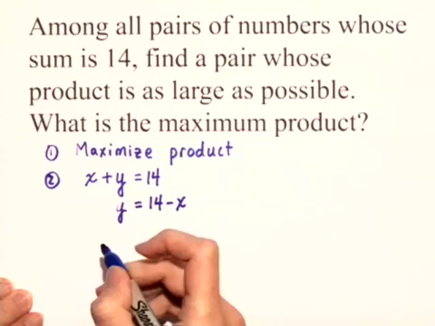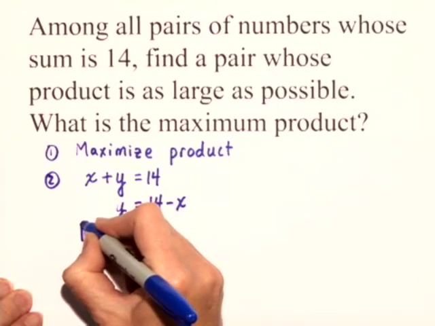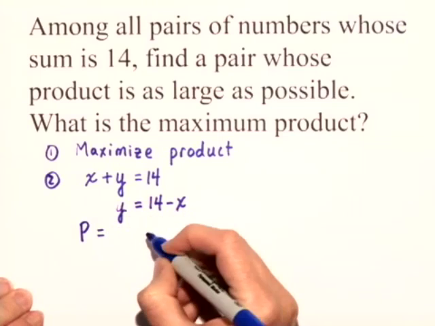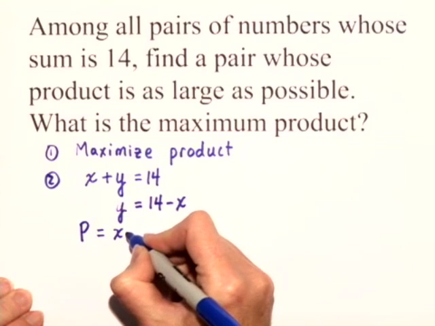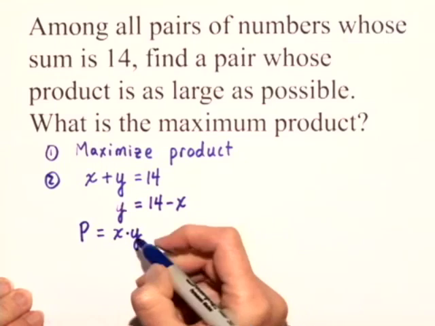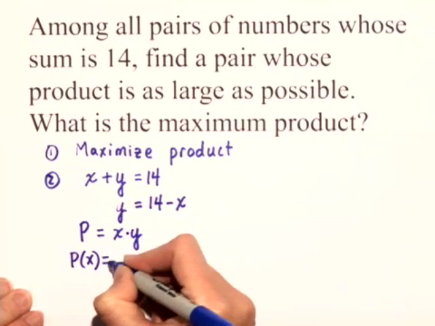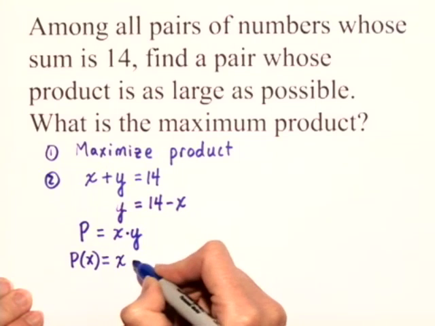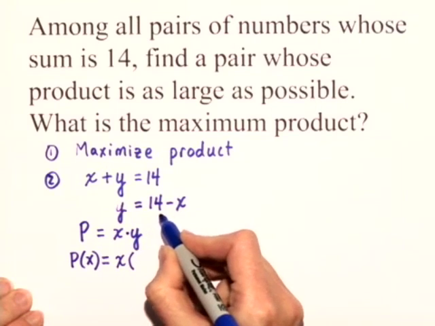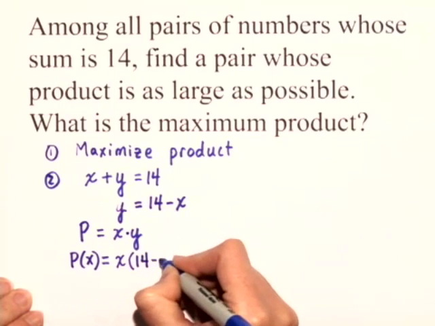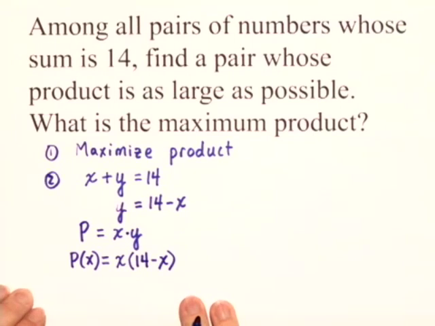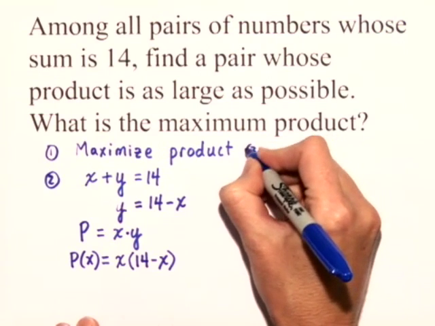So therefore, we could say that our product, we'll use p for that, is going to be x times y. But in terms of x, our product, if we write it just as a function of x, is going to be x times y, which we already know is 14 minus x. So in step 2, we've written the product as a function of x. Now we're ready to go on to step 3.